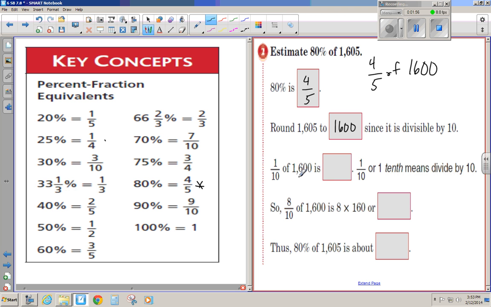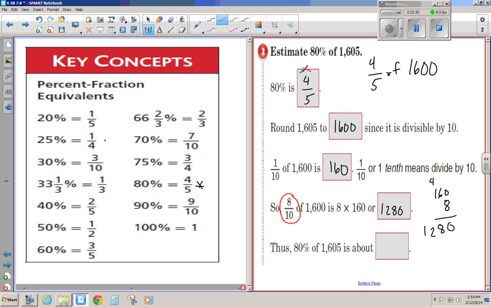The note-taking guides say to look at this and say, all right, well, 1/10 of 1,600 is 160. It means you divide by 10. So 8/10 of 1,600 is 8 times 160. And 160 times 8 is 1,280. Now, you may be wondering, where did we get 8/10?